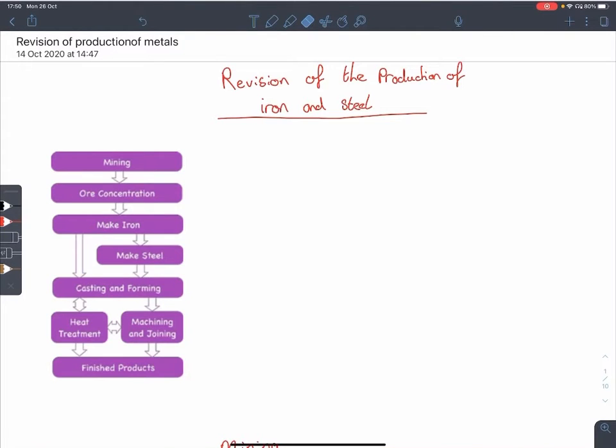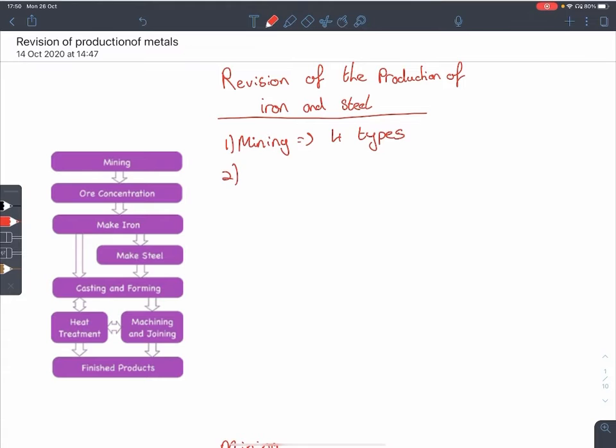So this is a video breaking down the production of iron and steel. When we look at the production of iron and steel, there are different stages that need to be looked at. Okay, so number one is mining, and in mining we have four different types of mining.